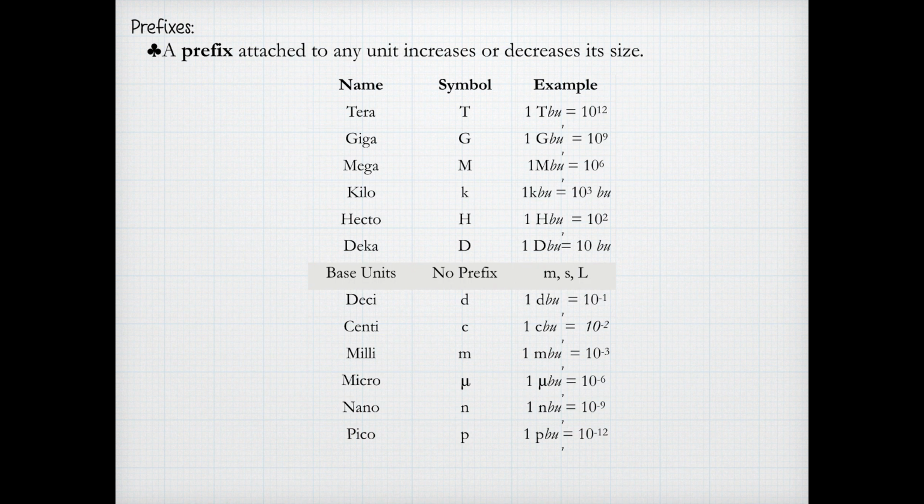Now if you add a prefix that is below those base units, deci, centi, milli, micro, nano, or pico, that makes the unit itself smaller. So 1 deci base unit is 10 to the negative 1st of that base unit. So for example, 1 decimeter equals 10 to the negative 1st meters, or 1 decisecond is 10 to the negative 1st seconds. 1 centimeter is 10 to the negative 2nd meters, or 1 centiliter is 10 to the negative 2nd liters.